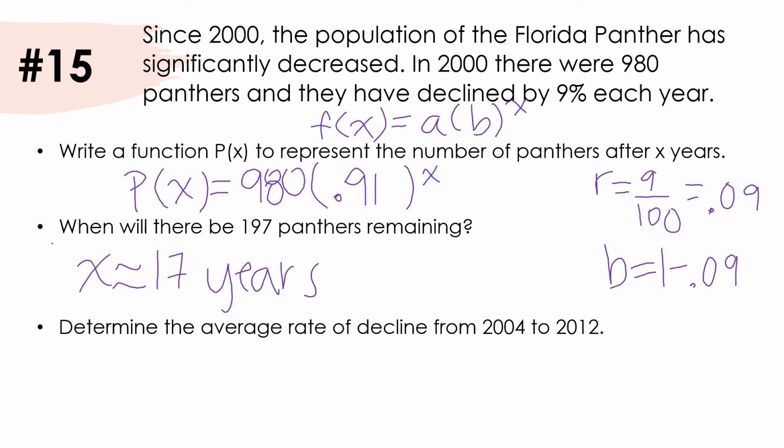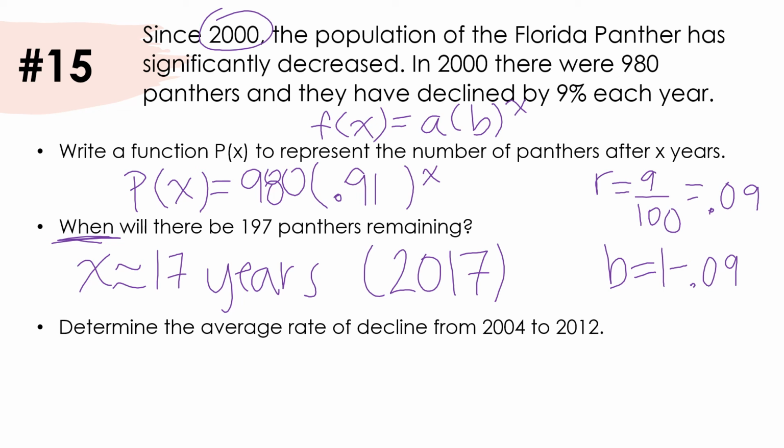Now, 17 years, but what year is that? This started in 2000, so 17 years from 2000 would be 2017. So if this data is accurate, there would already be less than 197 panthers remaining. And then the last question for this one, determine the average rate of decline from 2004 to 2012.